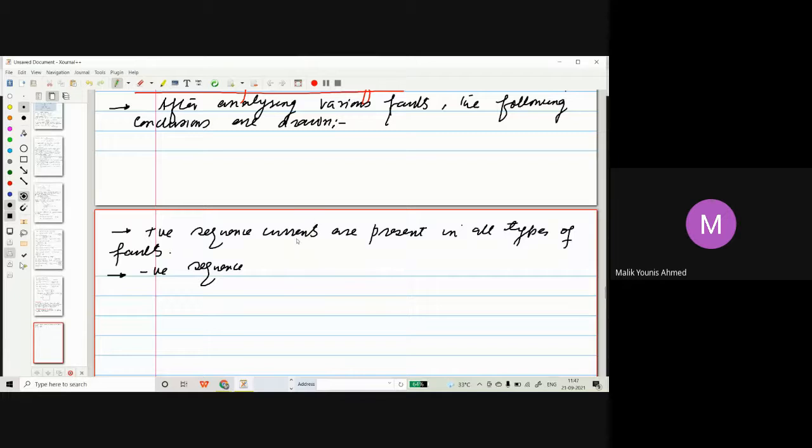Negative sequence currents are present in all unsymmetrical faults. Now you have seen just now we have done the analysis of a symmetrical fault.